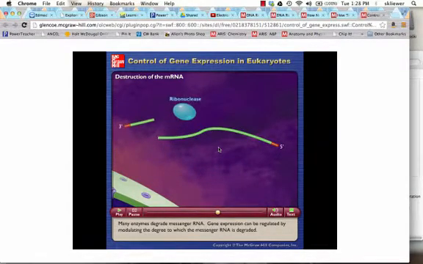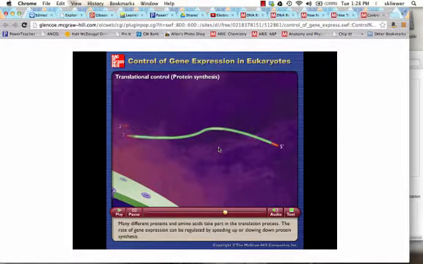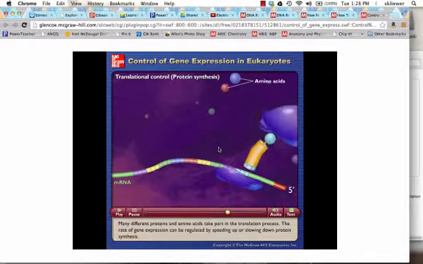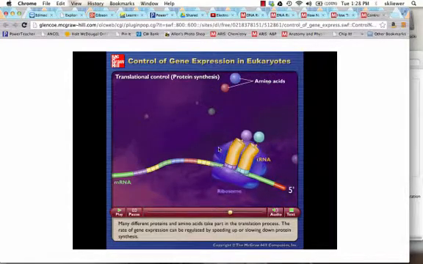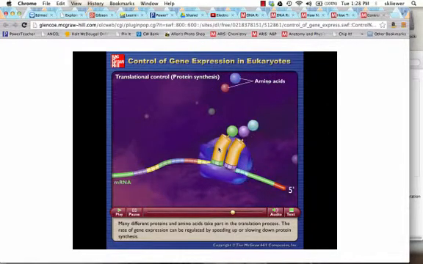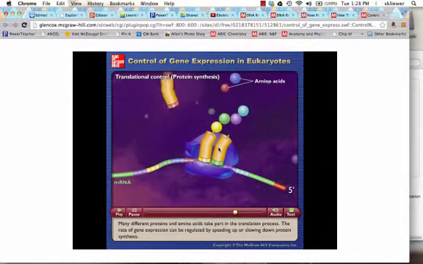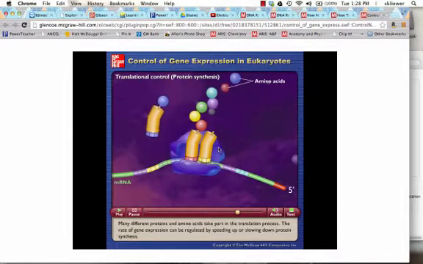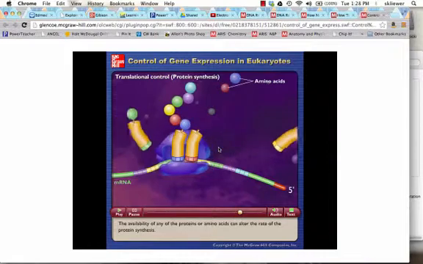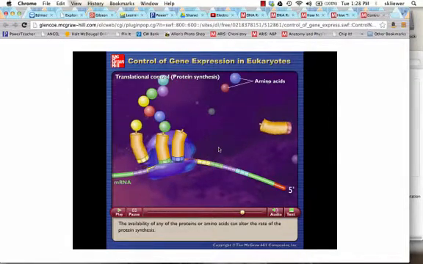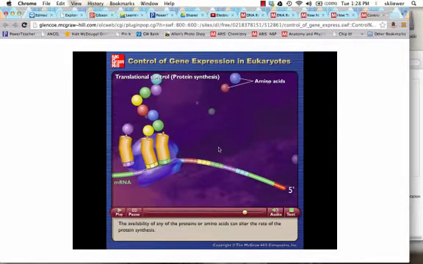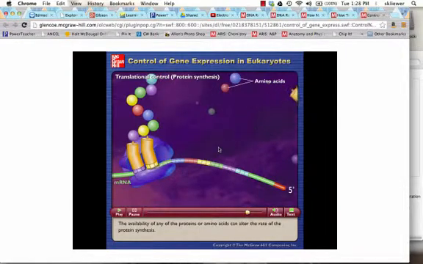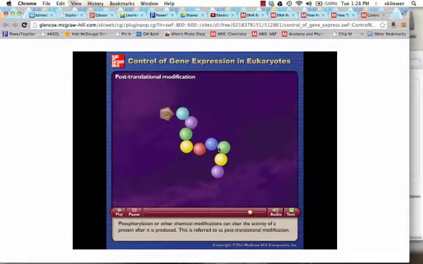Many different proteins and amino acids take part in the translation process. The rate of gene expression can be regulated by speeding up or slowing down protein synthesis. The availability of any of the proteins or amino acids can alter the rate of the protein synthesis. Phosphorylation or other chemical modifications can alter the activity of a protein after it is produced. This is referred to as post-translational modification.